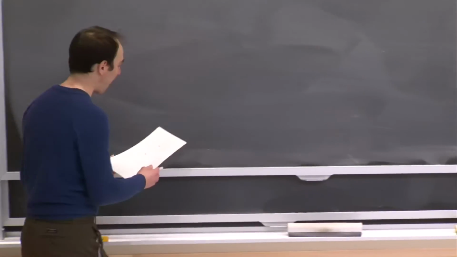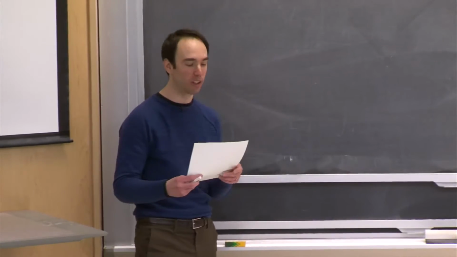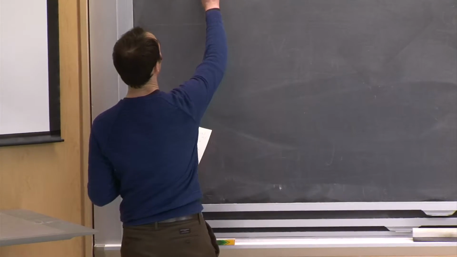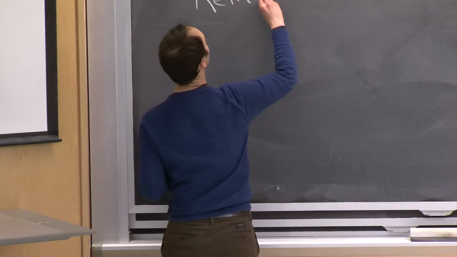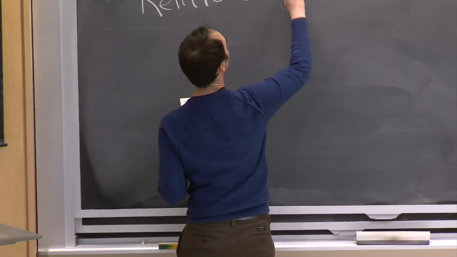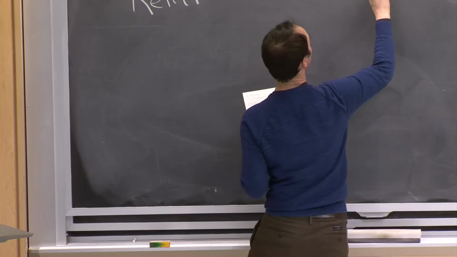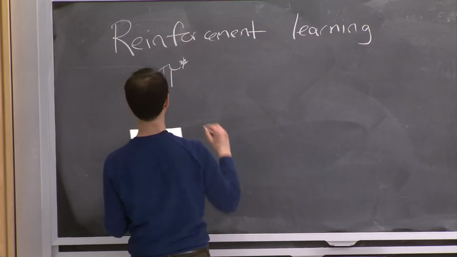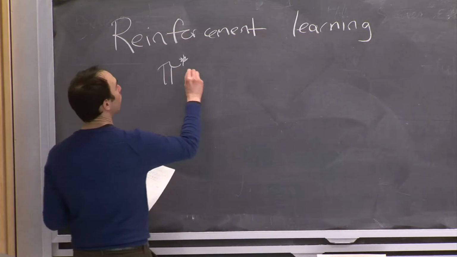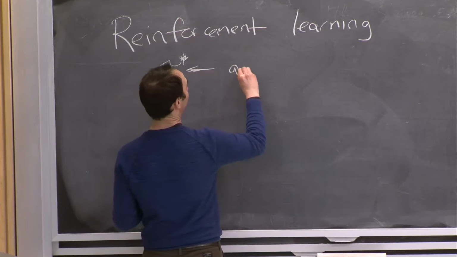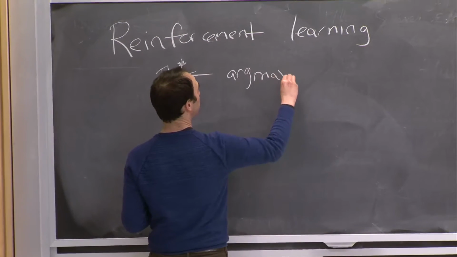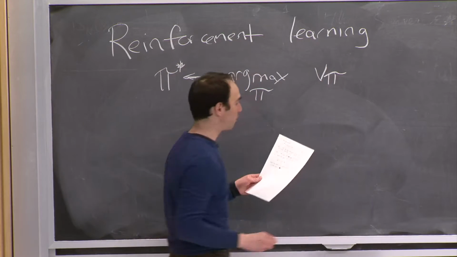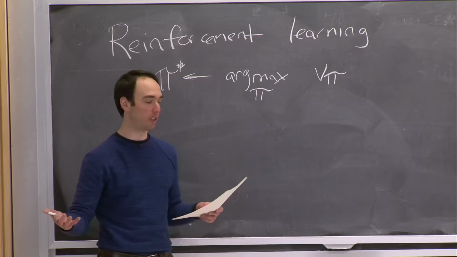So I want you to put yourself back in the mindset of Tuesday's lecture where we talked about reinforcement learning. And remember that the goal of reinforcement learning was to optimize some reward. Specifically, our goal was to find some policy, which I can denote as pi star, which is the argmax over all possible policies pi of v of pi, where, just to remind you, v of pi is the value of the policy pi.